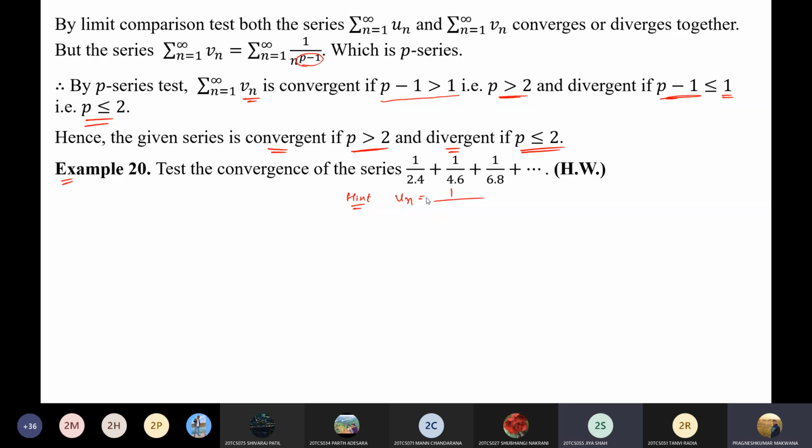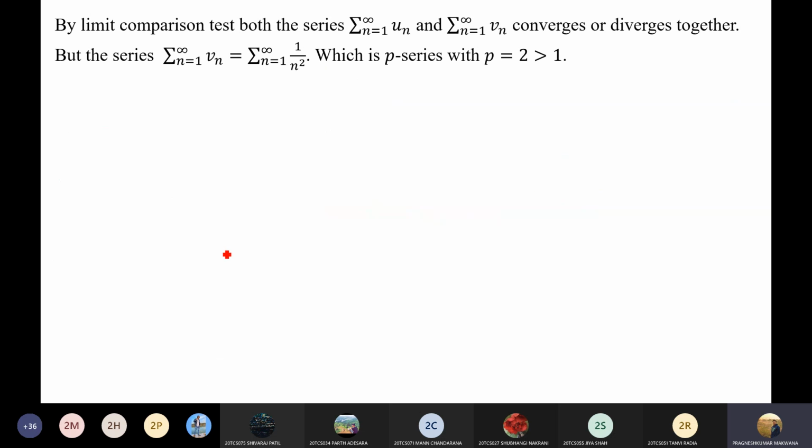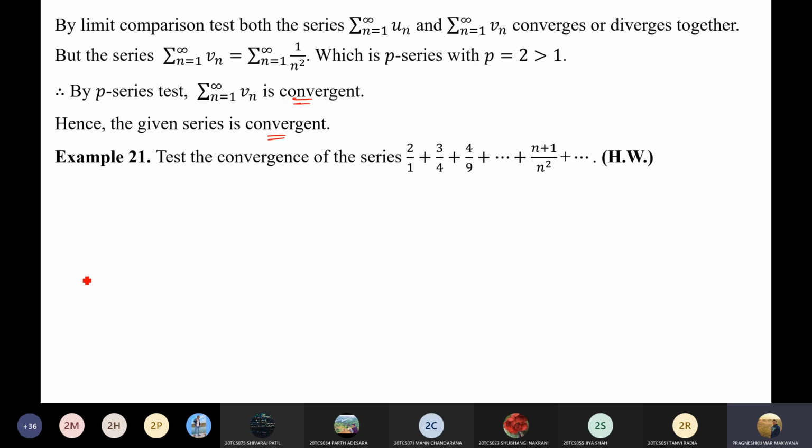1 upon 2n into 2n plus 2. Very good. Now what is the Vn? 1 upon n square. So by using this concept, you can try to solve this example in homework. Now the answer is convergent. So note down. Now the last example in homework.